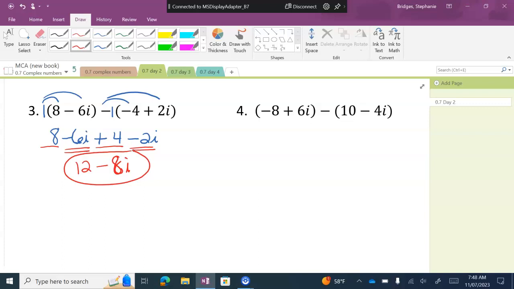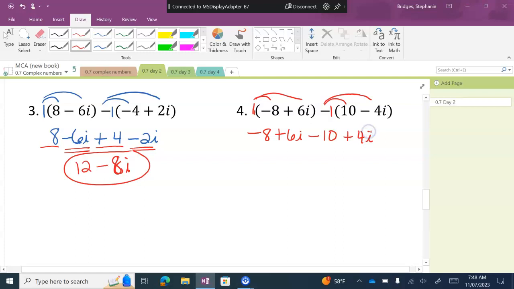All right, again, we're going to distribute the negative to the second parenthesis. In front of the first is still just a +1, so that's going to stay -8 and a +6i. But when we distribute here, -1 times 10 gives me -10. -1 times a -4i gives me +4i. Then we're going to combine the real parts together, the parts that don't have the i's.